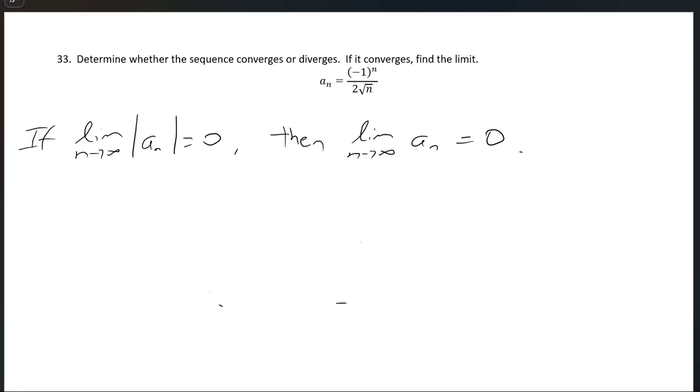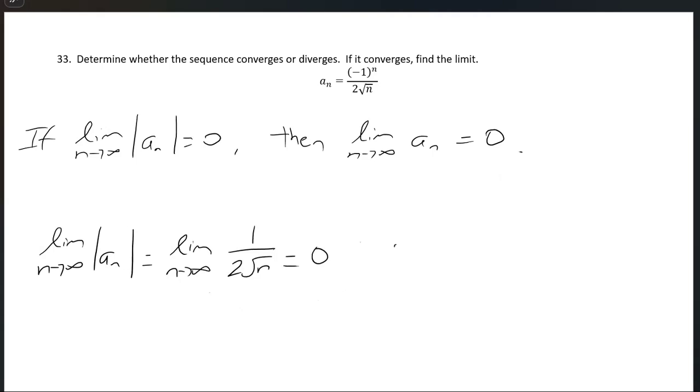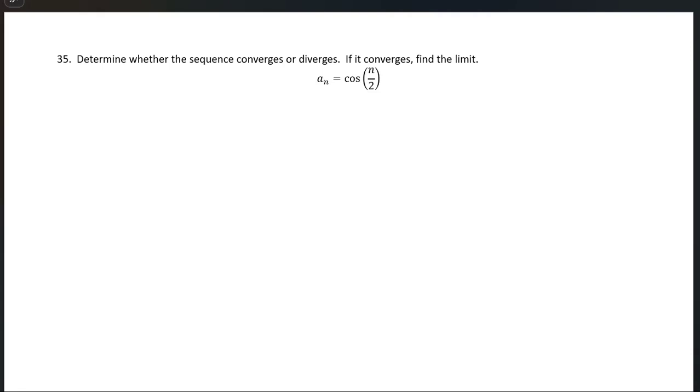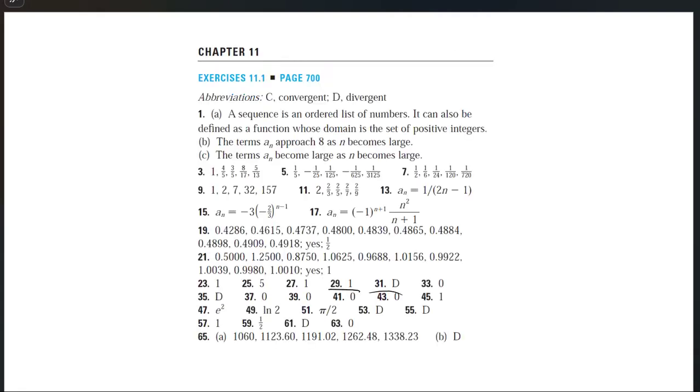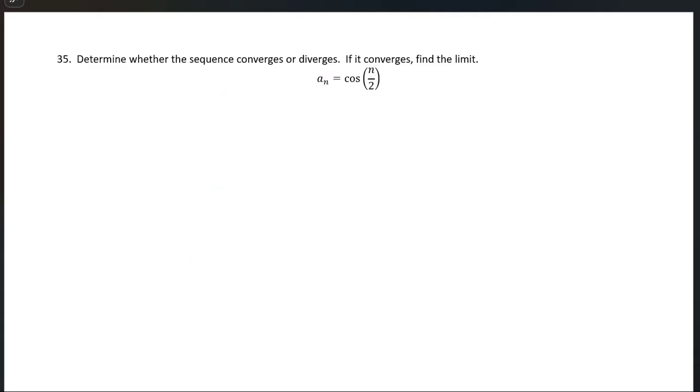All right, so the theorem is actually very easy to use. So we do the limit n goes to infinity, absolute value a sub n. This is just the limit as n goes to infinity of 1 over 2 square root of n, which is 0. Therefore, limit as n goes to infinity, a sub n without the absolute value is 0 as well by the theorem. Next, by the way, we should check that. It was 0, right? Good. 35. What about this one?